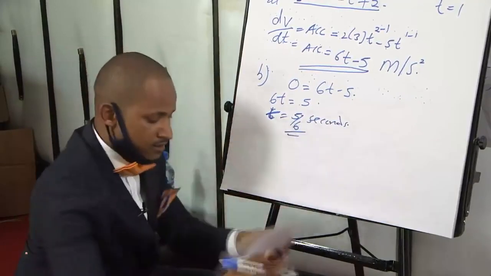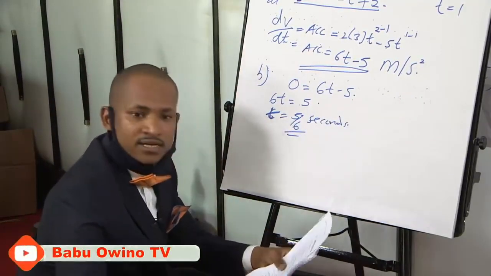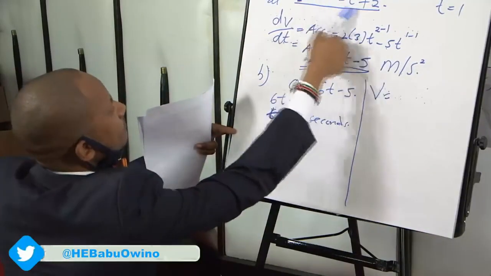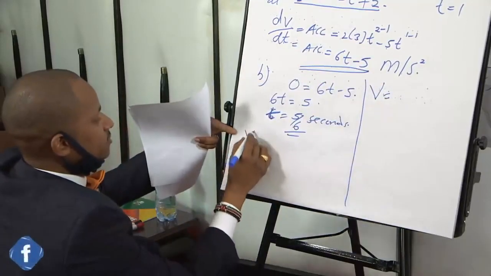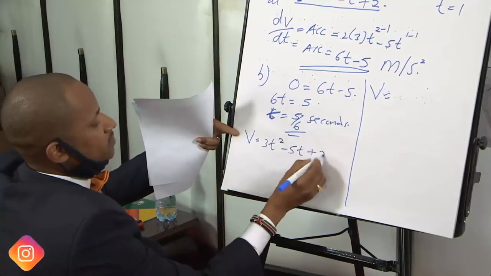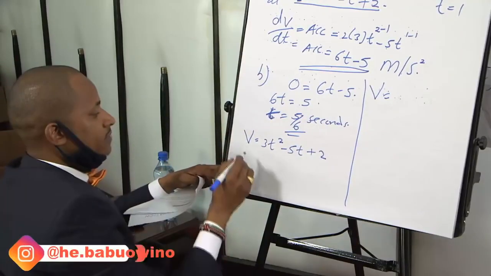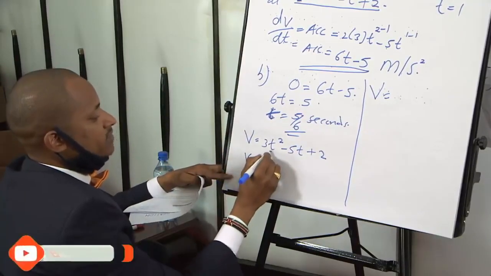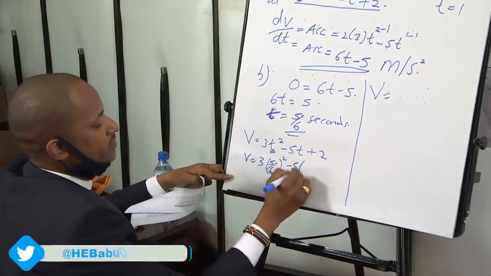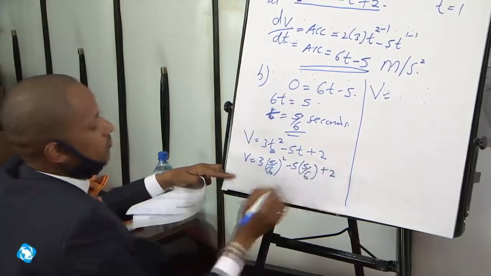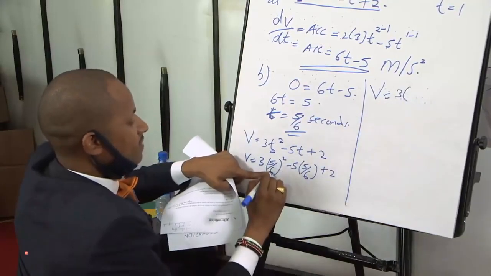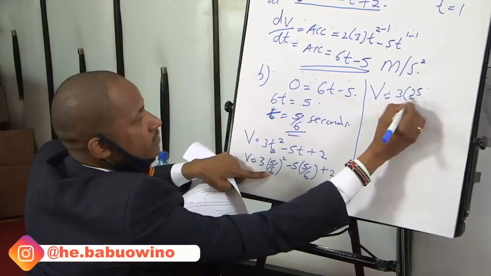But this is t, although the question wants the velocity when acceleration is 0. Velocity from our equation is 3t squared minus 5t plus 2. So velocity is equal to 3 times the value of our t, which is 5 divided by 6, squared, minus 5 into 5 divided by 6, plus 2. From here, our velocity equals 3 times 5 divided by 6 squared: 5 squared is 25, 6 squared is 36.